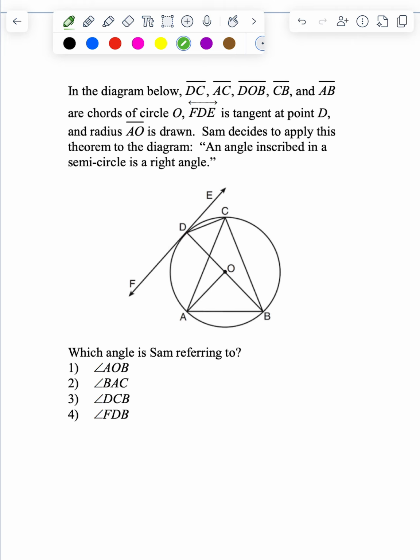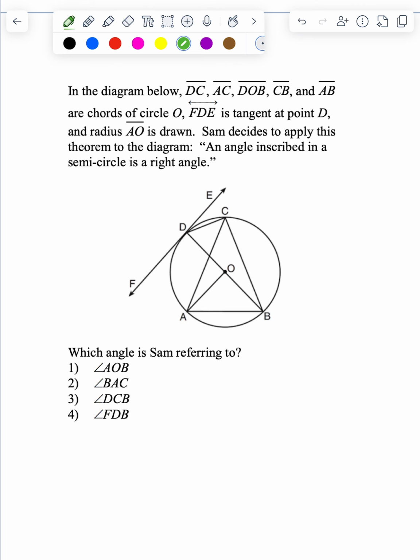In the diagram below, we have a bunch of chords of the circle. Line FDE is tangent to the circle at point D, and radius AO is drawn. Sam decides to apply this theorem to the diagram. An angle inscribed in a semicircle is a right angle. Which angle is Sam referring to? See if you could pause the video and find the inscribed angle that opens up to a semicircle, that opens up to a diameter.